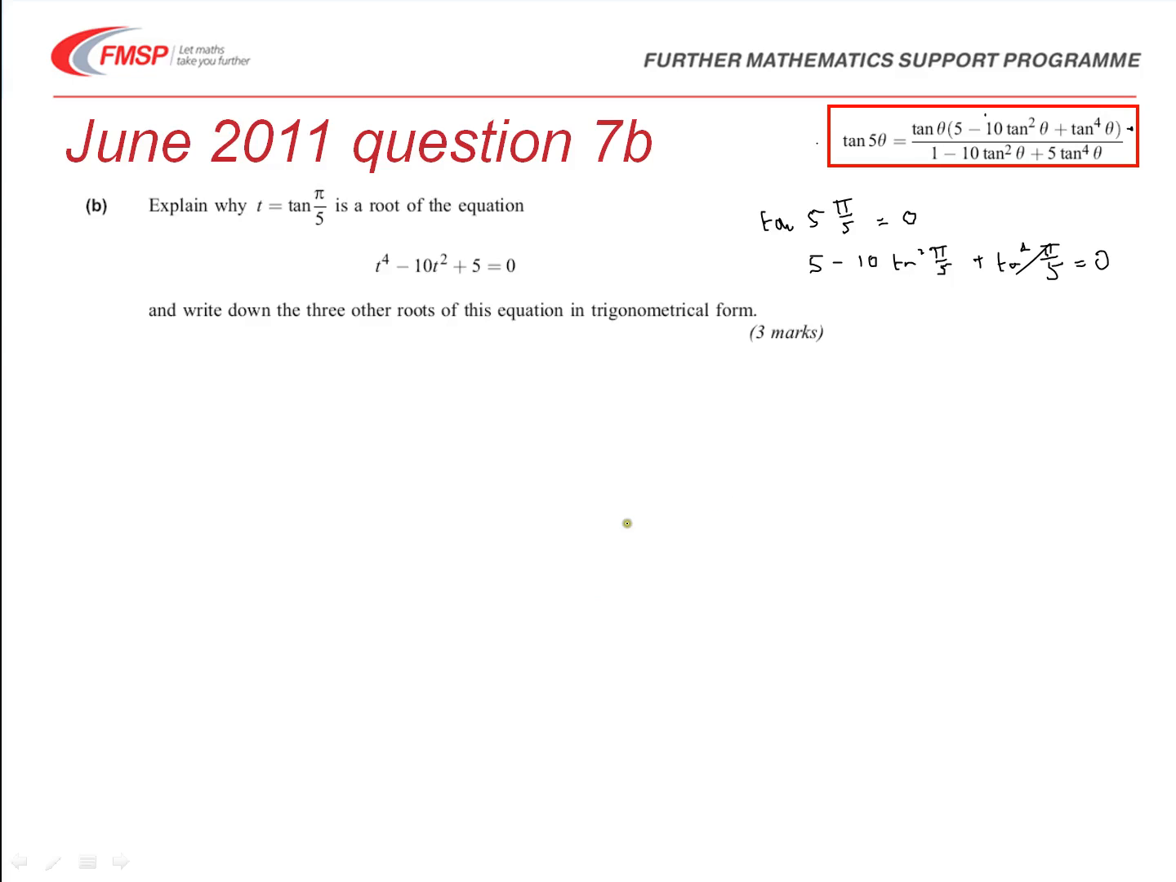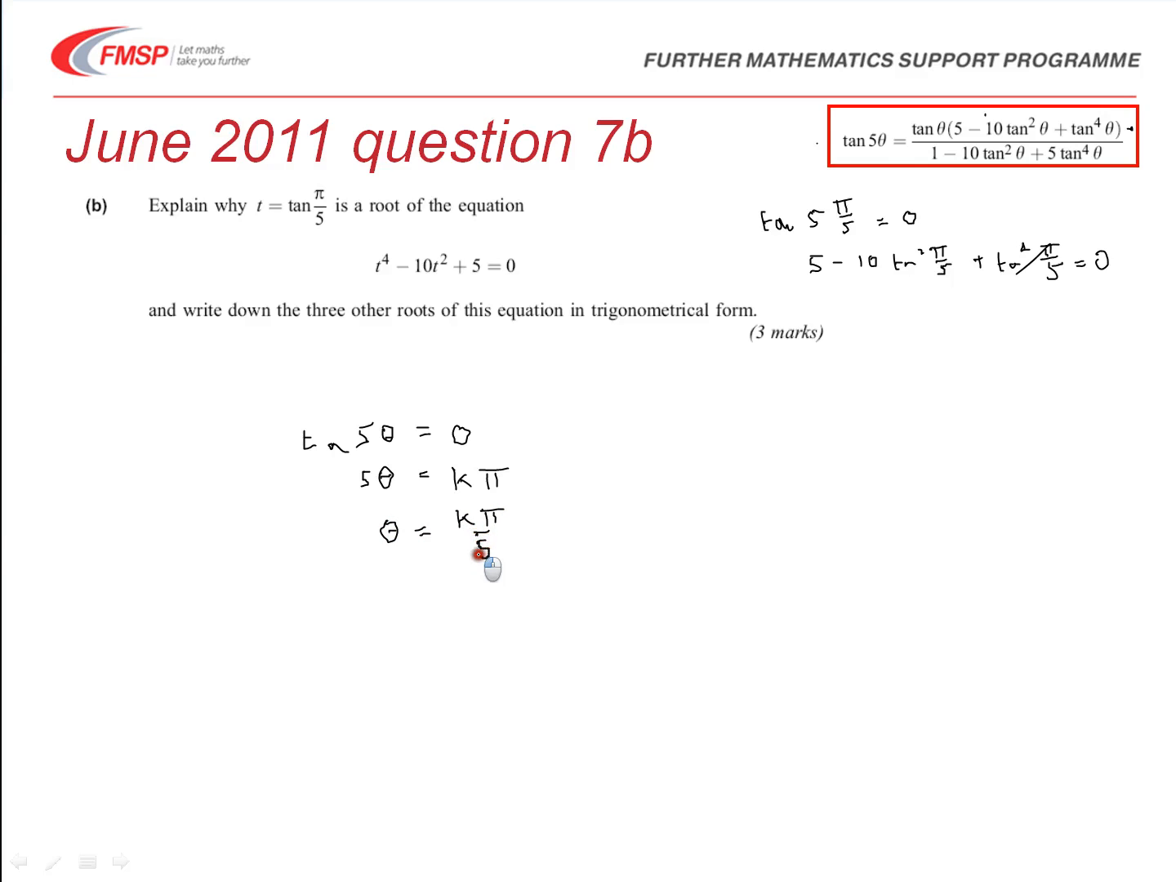Okay, and then it asks you for the other three roots of this. Well, for the tan, to find the roots, we know the tan of 5 theta must equal 0 to form an appropriate equation. So what does that tell you about 5 theta? Well, that tells you that 5 theta must be a multiple of pi, because all the multiples of pi, when you take the tan of those values, it equals 0. So that is telling you that theta therefore must equal k pi over 5.